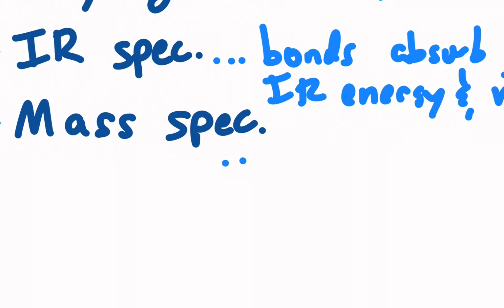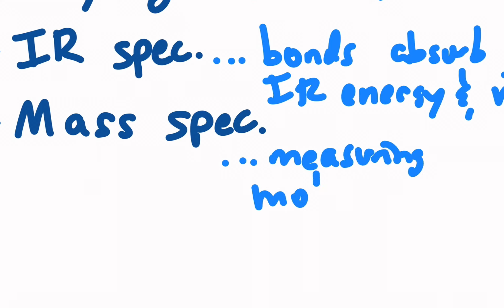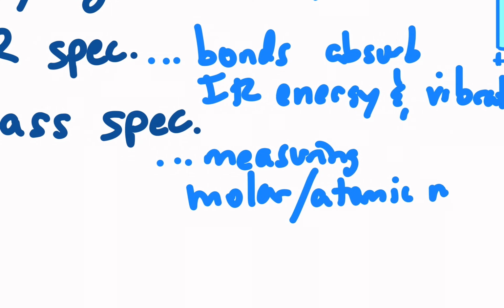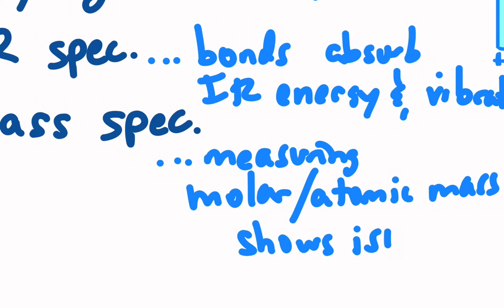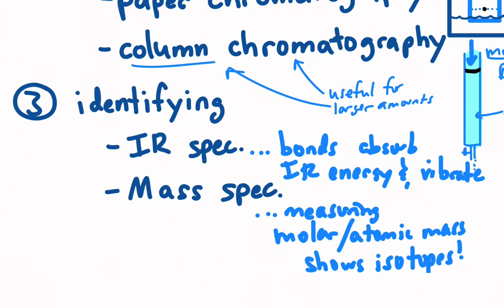However, mass spectrometry is a way of measuring molar mass. Measuring molar or atomic mass. And this was most useful because it shows isotopes. Individual isotopes show up separately as separate signals in a mass spectrometry readout.